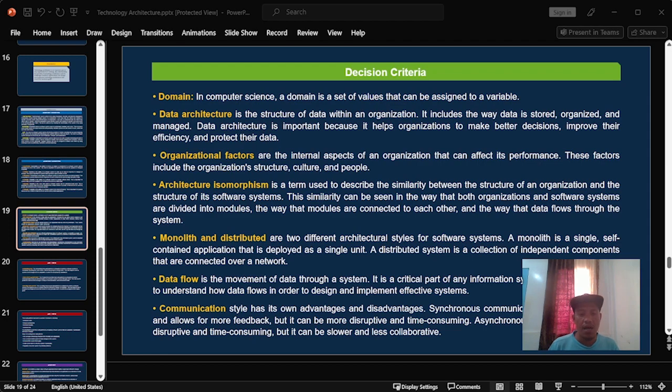Communication style has its own advantages and disadvantages. Synchronous communication is more immediate and allows for feedback, but it can be more disruptive and time consuming. Asynchronous communication is less disruptive and time consuming, but it can be slower and less collaborative.